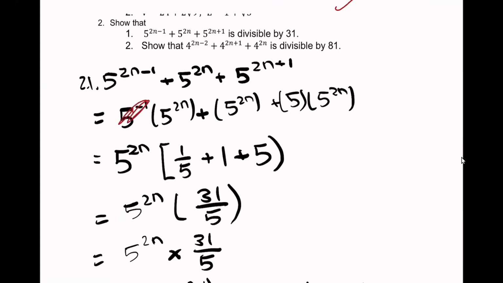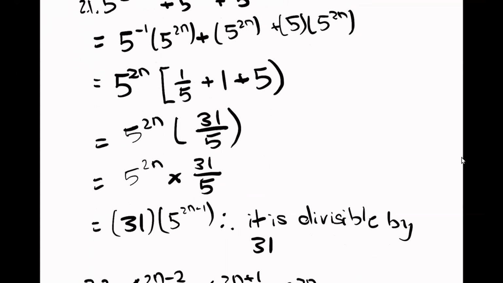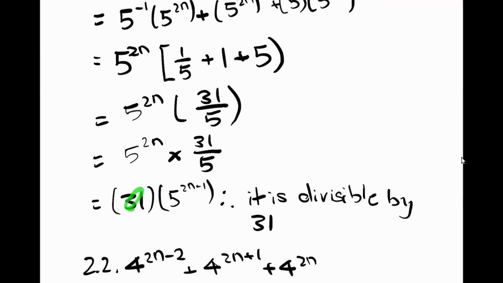Okay, question 2. Show that part 1 is divisible by 31. So you factor out 5 to the power of negative 1. Oops, factor out 5 to the power of 1. Then you realize there's a common factor of 5 squared and you factor that out. You get 1/5 plus 1 plus 5. That's 31 over 5. So that means that you can rewrite it as 31 times something. So therefore it's divisible by 31.